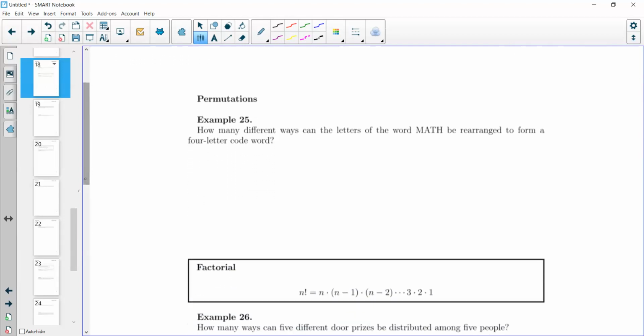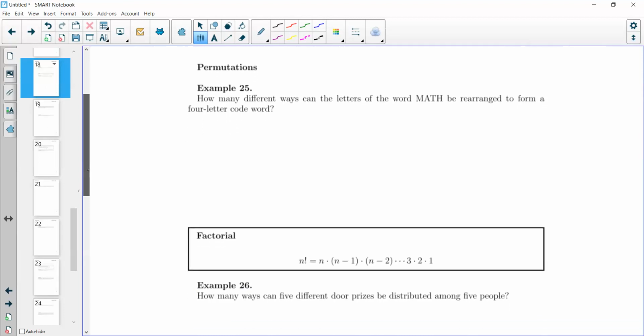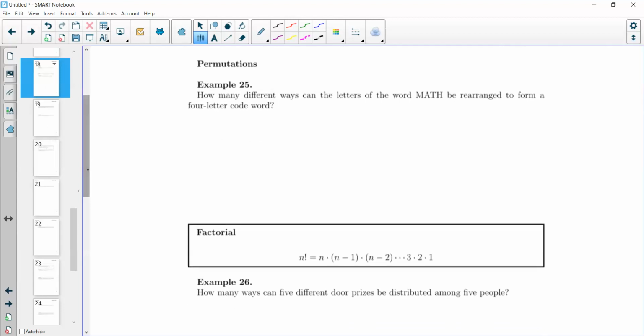Now we're going to start talking about permutations. Order matters. So how many different ways can the letters of the word math be arranged to form a 4-letter code word? So we can start out with just math. And we can go MATH, MAHT. And we can go MTAH, MTHA, MHAT, and MHTA.